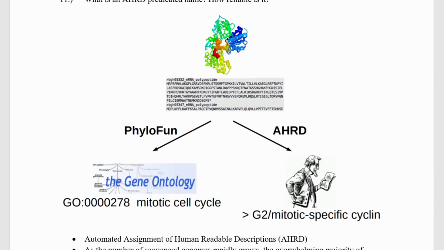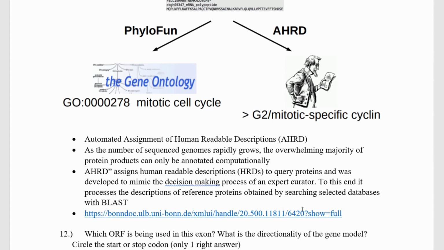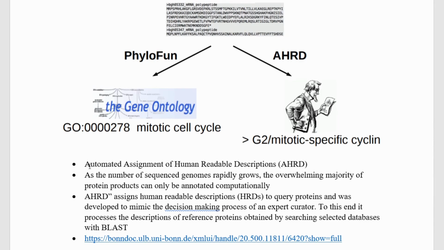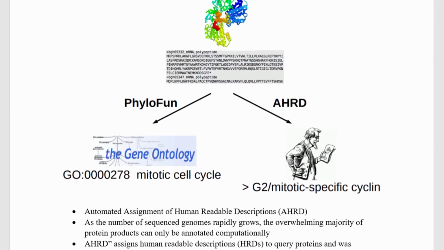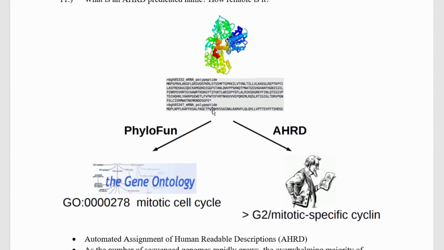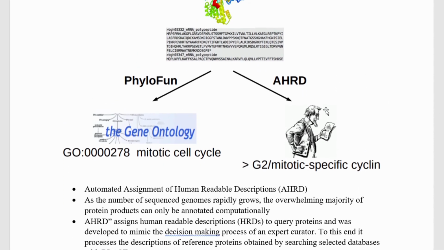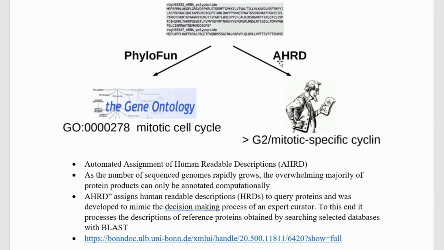Question number 11, what is an AHRD predicted name? How reliable is it? I included a link to a publication that goes into a little bit more depth if you're feeling curious as to how this is made. It stands for Automated Assignment of Human Readable Descriptions. So essentially you'll have this peptide sequence or something like that, and AHRD is sort of this program that is trying its best to mimic the decision-making process of a curator or annotator.